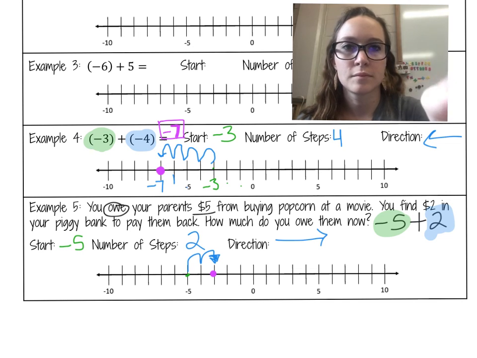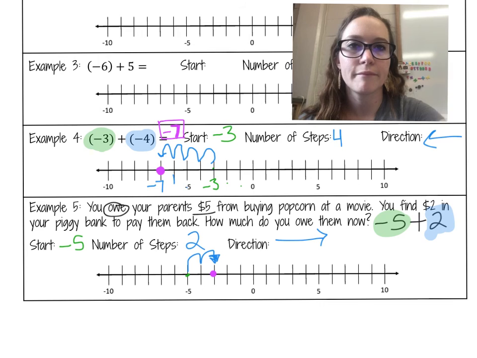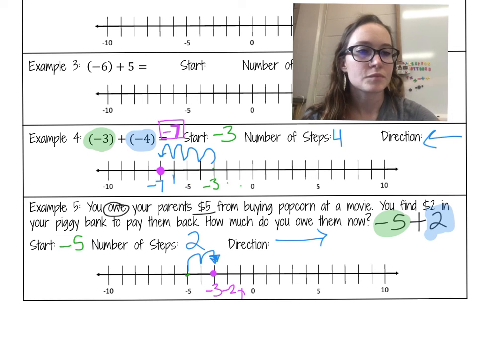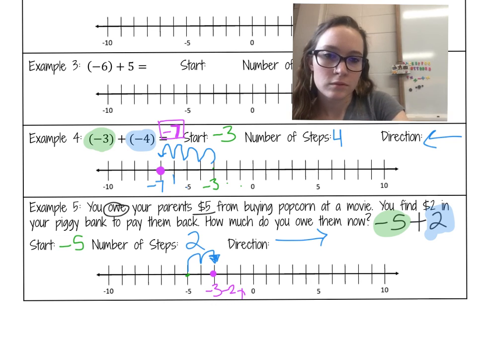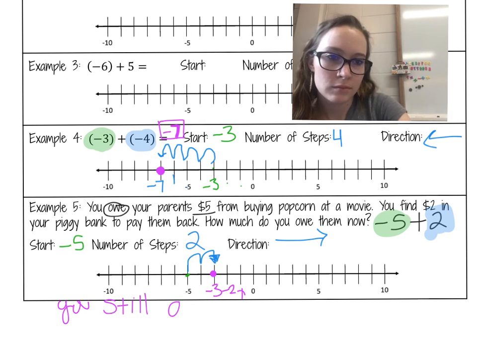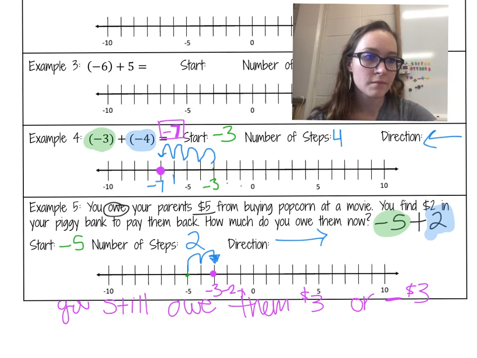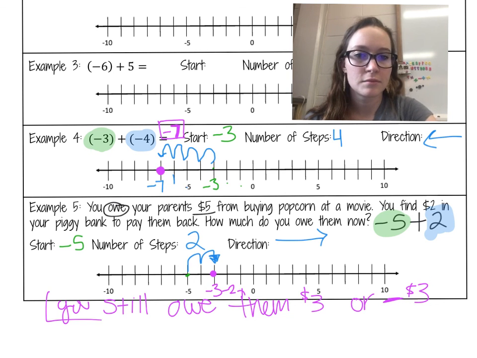Bam. Now I've got to figure out what number that is. Well, here's -1, -2, -3. So you still owe them $3. Remember that the dollar sign goes in front, or just -$3. That's how much you have. You have -$3. Okay? The dollar sign goes in front.